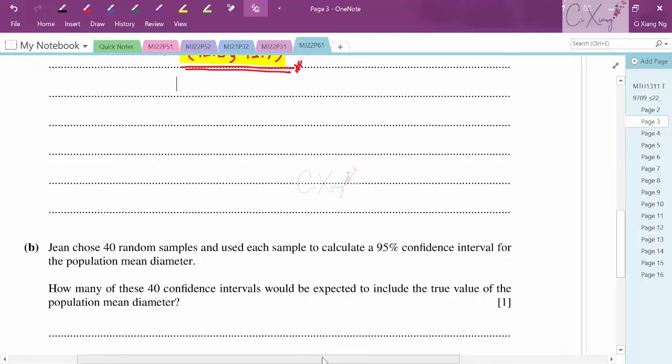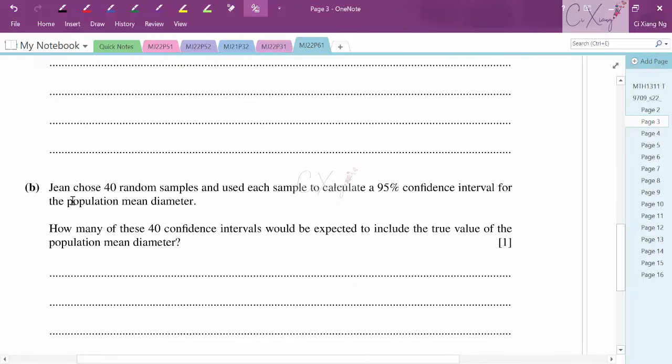Okay, so for part number B, they are saying that John chose 40 random samples, and used each sample to calculate a 95% confidence interval for the population mean diameter. So they're asking how many of these confidence intervals would be expected to include the true mean of the population diameter. So when we are talking about the confidence interval that includes the true mean, right?